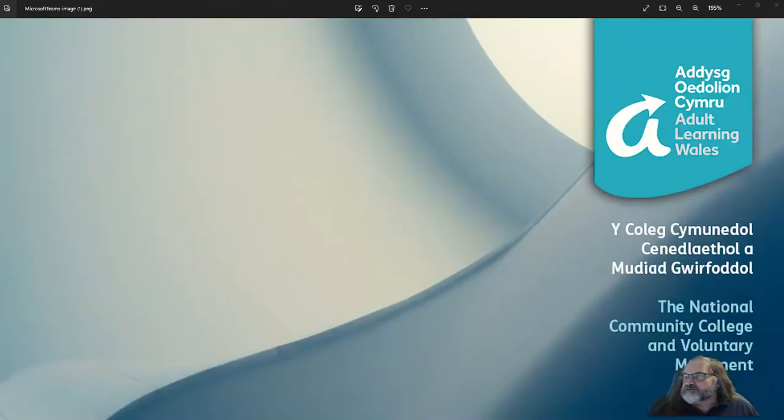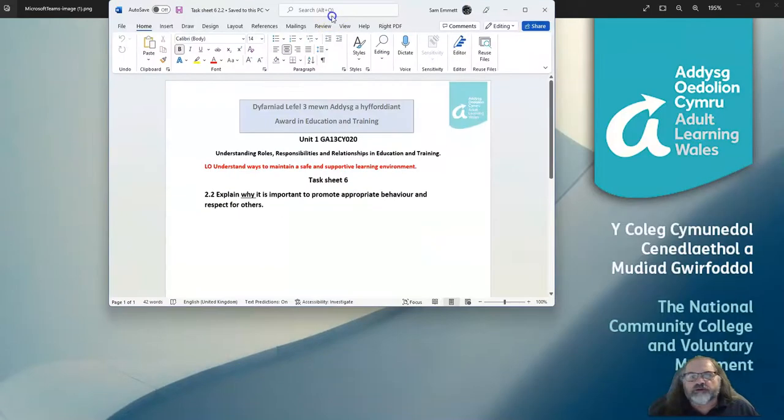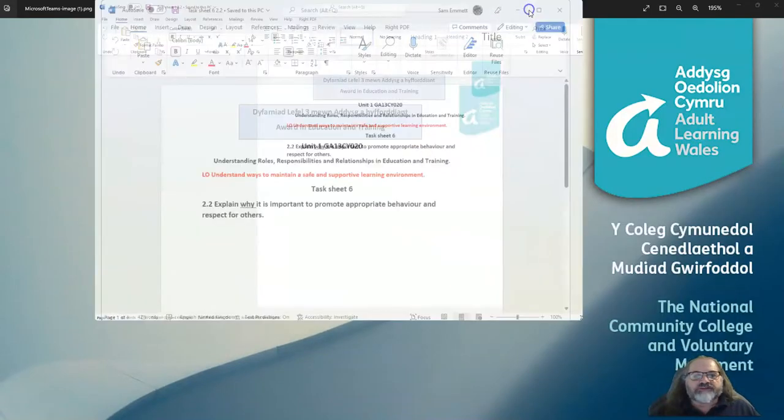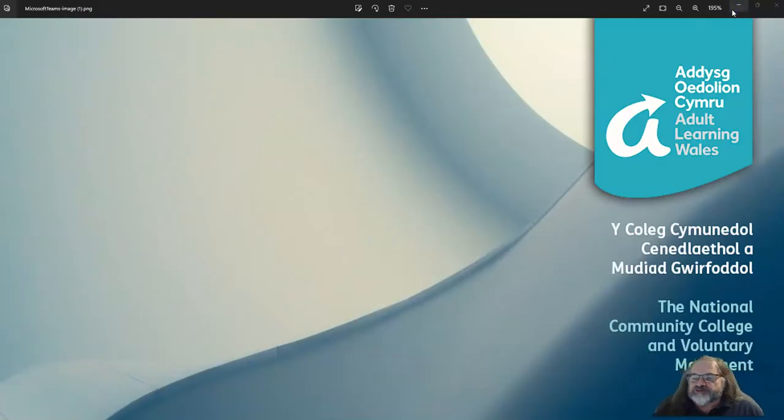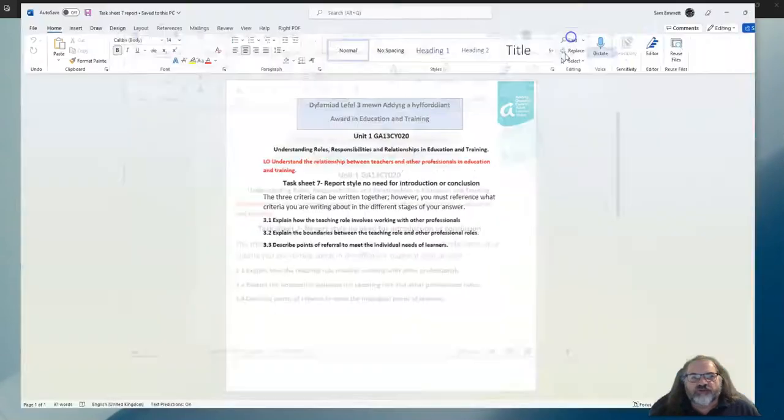Right, task 6, here we go. Explain why it is important to promote appropriate behaviour and respect. Once again, 300 words, and all you'll be doing is why. Why is it important that we do those? And remember, all of these are just the assessments. The sessions will go into more details on these.